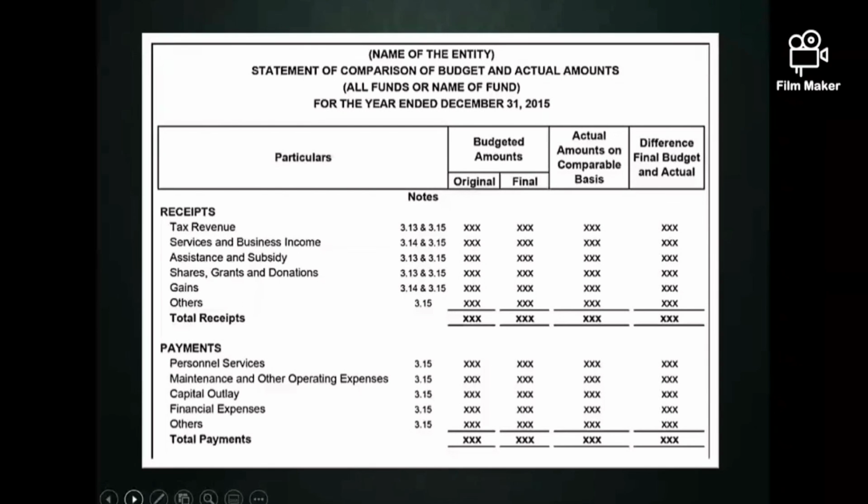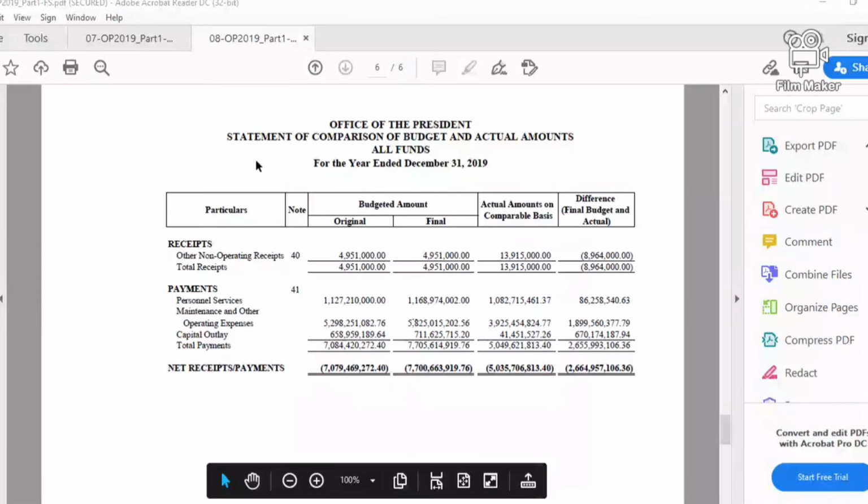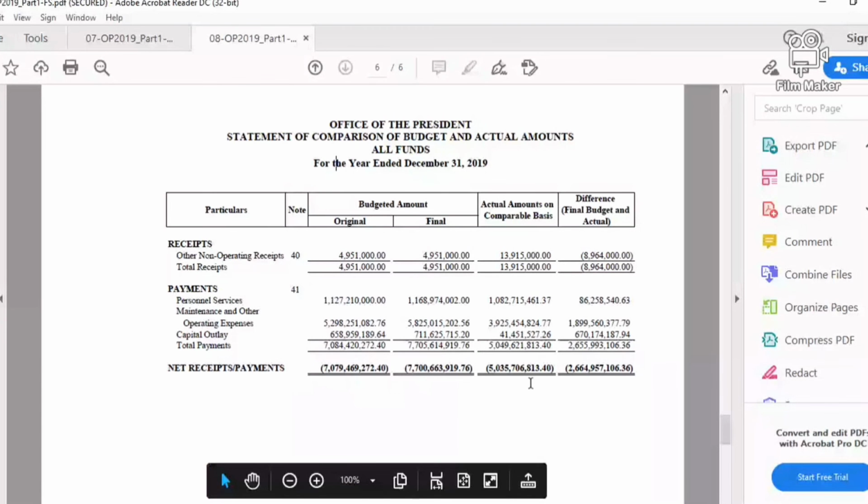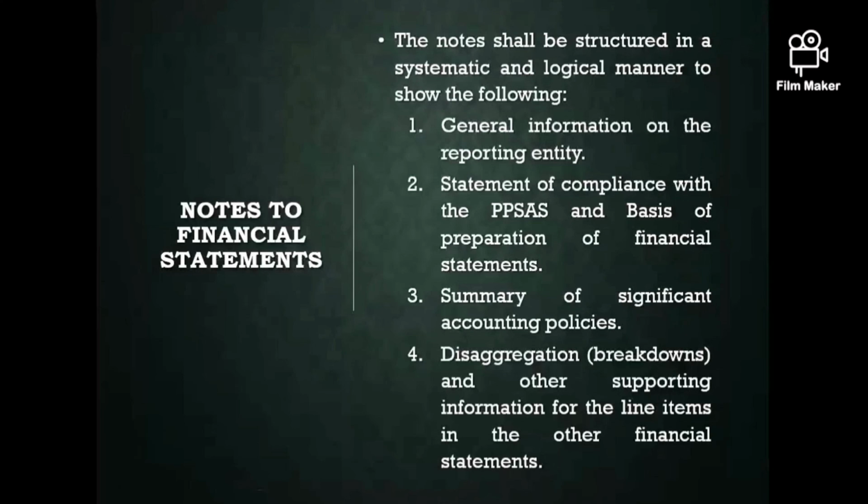So, ganun po yun. We have here the actual statement of comparison and budget and actual amount of the Office of the President. Name of the entity, name of components of FS, name of fund, and then the period. So, we have here receipts and payments. Original, final, actual, variance. So, ganyan po yung itsura. So, notes to financial statement.